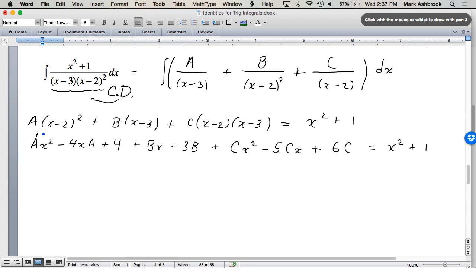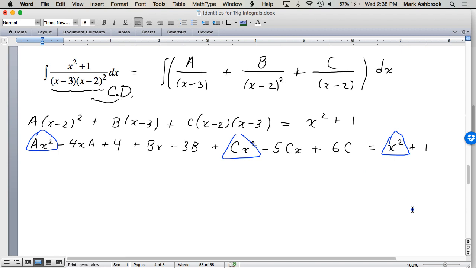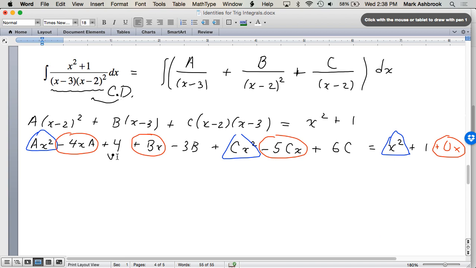Okay, x squared terms. So we're going to gather up terms. We got the x squared here, blue triangles. And there. And there. There's my x squares. I got my x's. What's my x over here? 0x. And then constants. Did I make a mistake? Okay, yes it is. Thank you, good catch.